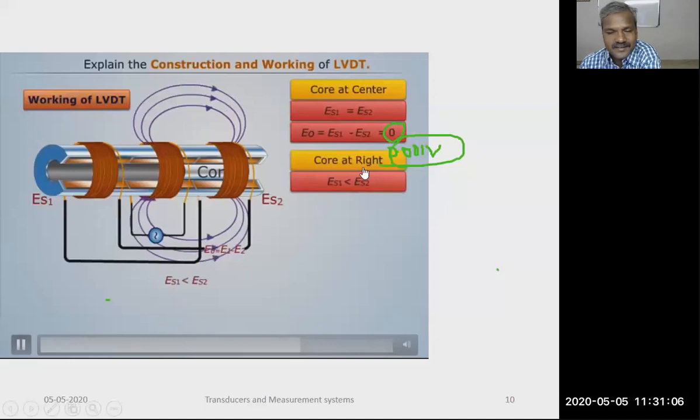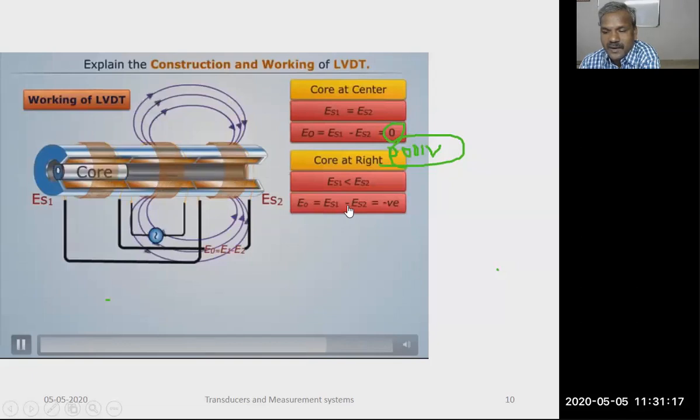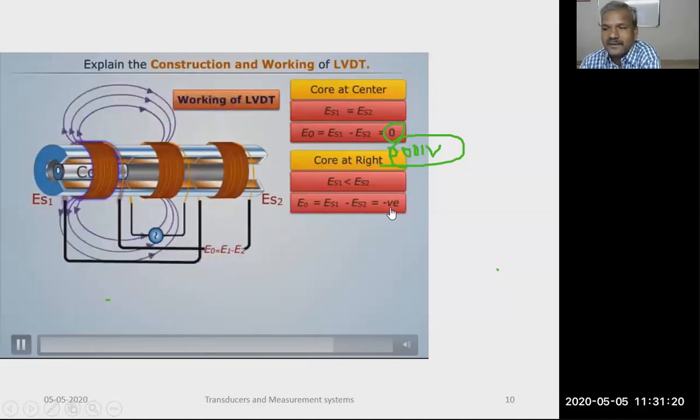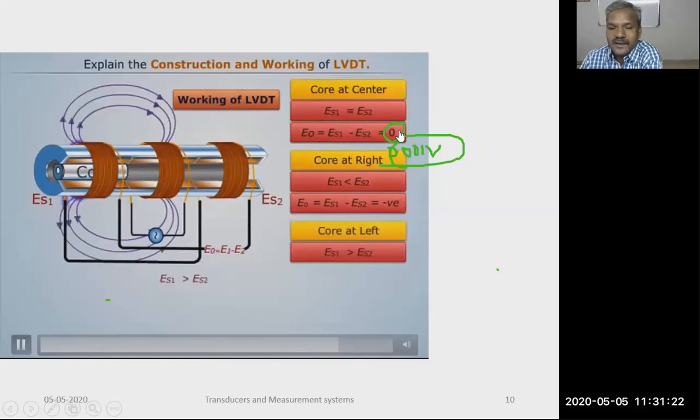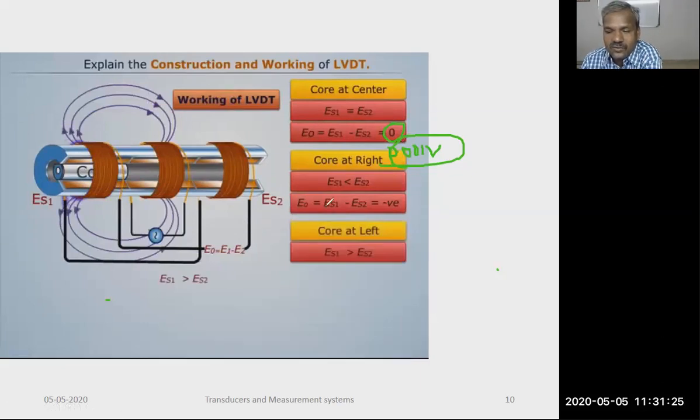When the core is at the right, ES1 is very small, say 0.1, and ES2 is minus 3. So 0.1 minus 3 gives minus 2.9. Consider ES1 as plus 0.1 volt and this as minus 3 volt. So we will get minus 2.9 volt. Okay, understand?